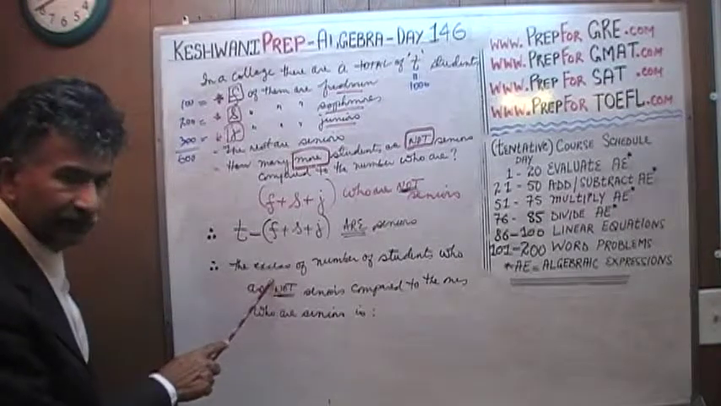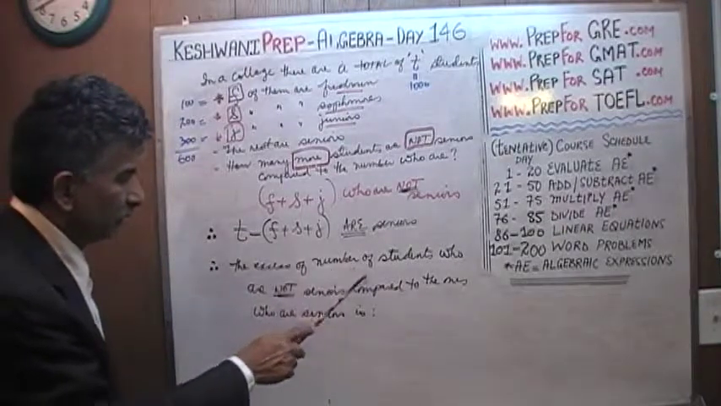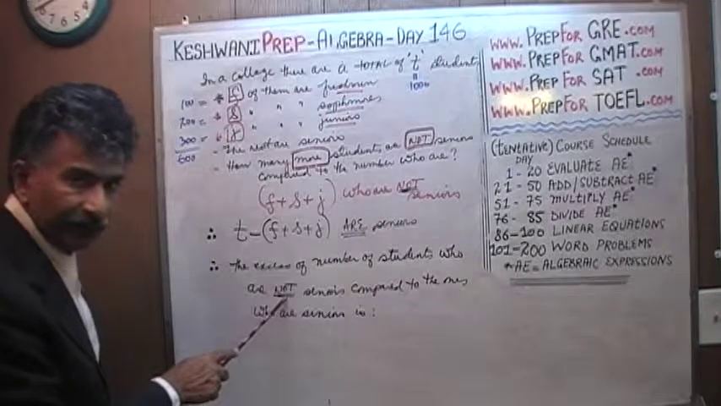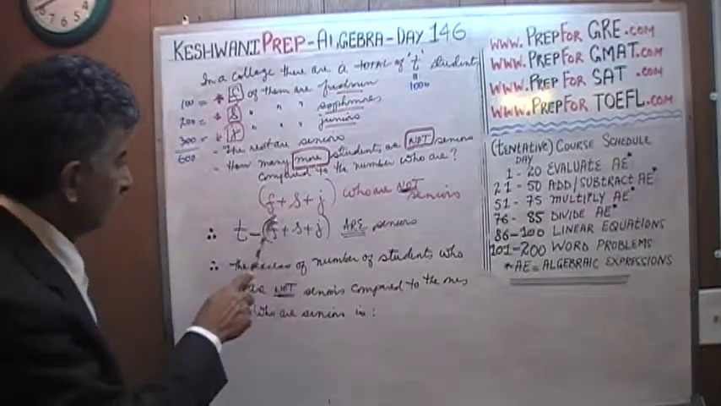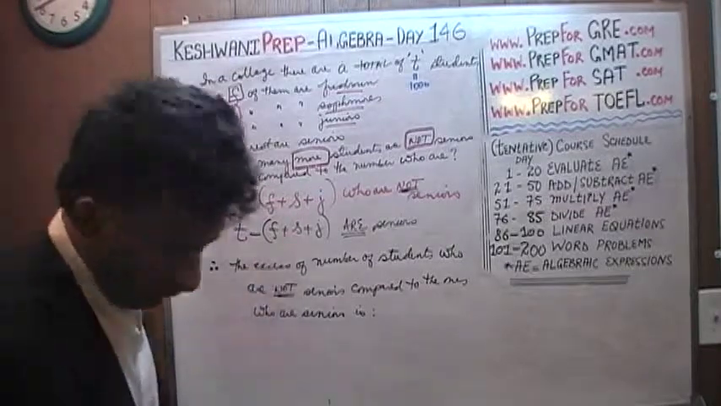Therefore, the excess number of students who are not seniors compared to the ones that are seniors is, we're going to take this total here, 600.